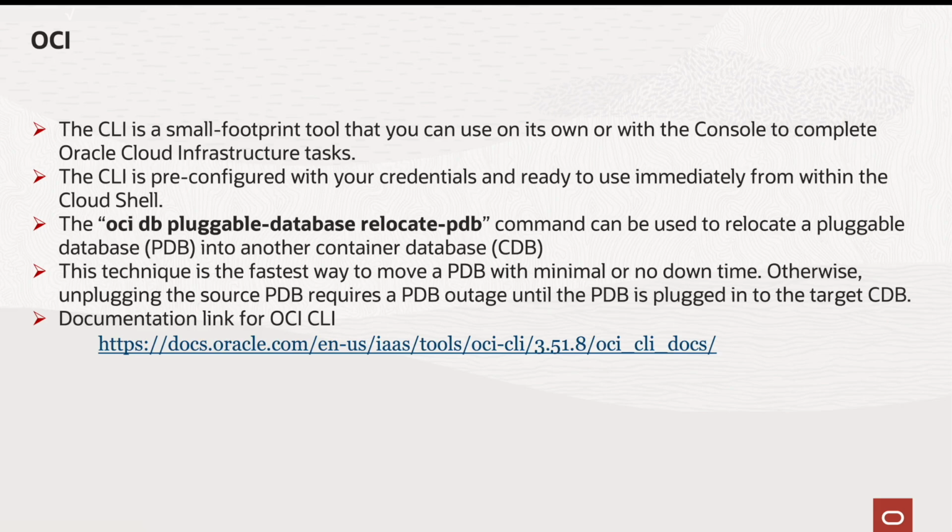Otherwise, unplugging the source PDB requires a PDB outage until the pluggable database files have been copied to the container database and the PDB has been plugged back in. With relocation, the source pluggable database remains accessible to users and applications, and only in the final phase of relocation is there a short downtime when the operation completes. The link to the OCI CLI reference guide is located at the bottom of this slide.